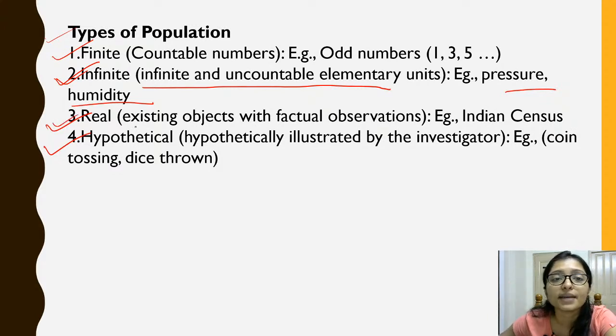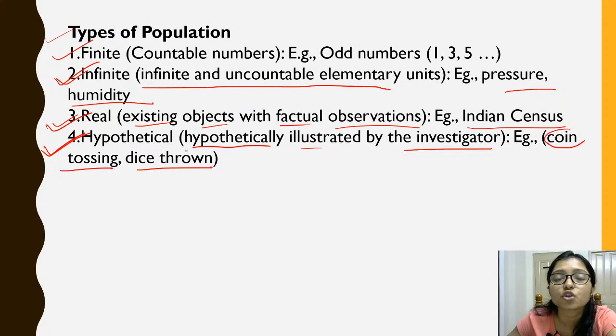And real means existing objects with factual observation, means as per the fact, that is Indian census. When you are doing the census, that is the real, right. And what is hypothetical? Hypothetical means hypothetically illustrated by investigation. Like coin tossing, dice throw, that is hypothetical, means you don't know what will come. Clear. So, this type of population are there. One is finite, another is infinite, another is real and another is hypothetical.